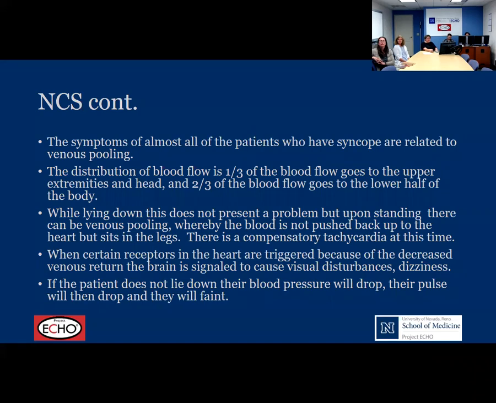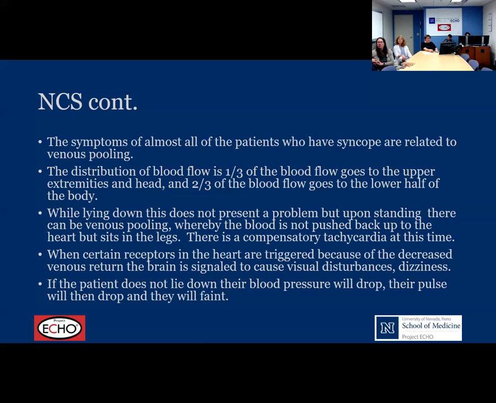So when people stand up from lying down, we refer to this problem primarily as an issue with venous pooling. When people are lying down, it's easy for the blood to return from the head and the neck, which is 1/3 of the blood flow, and from the bottom half of the body, which is 2/3 of the venous return. However, when they stand, there's easy return of the blood from the head and the neck, but the blood from the bottom half of the body has a more difficult time because now you have gravity.